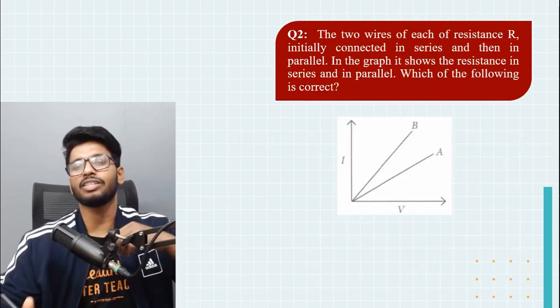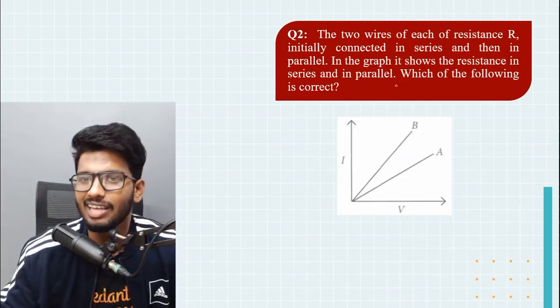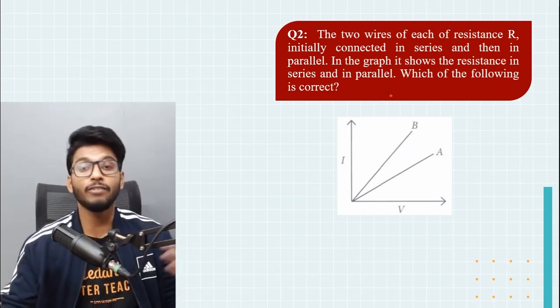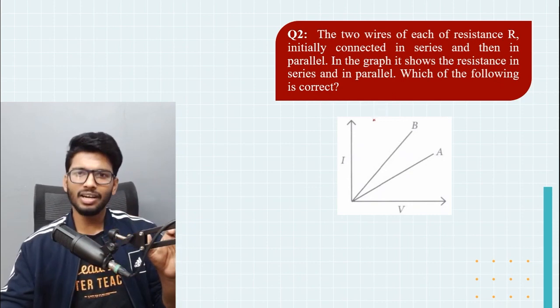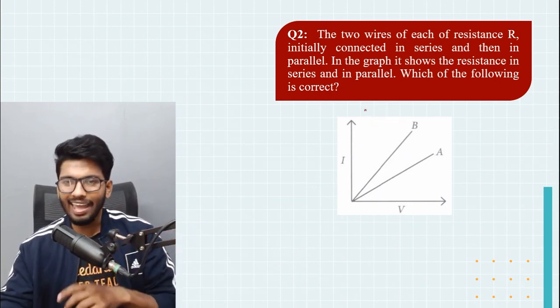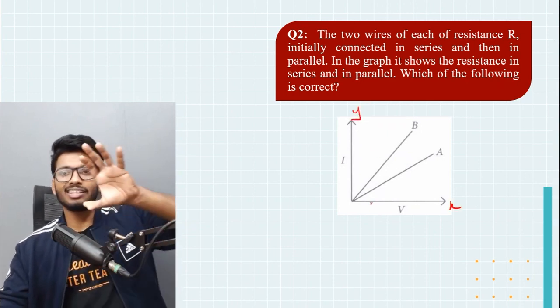All right. Next question. The 2 wires of each resistance are initially connected in series and then in parallel. In the graph, it shows the resistance in series and in parallel. Which of the following is correct? Now, please remember, guys, here it's a voltage versus current graph, with voltage on the x-axis and current on the y-axis.